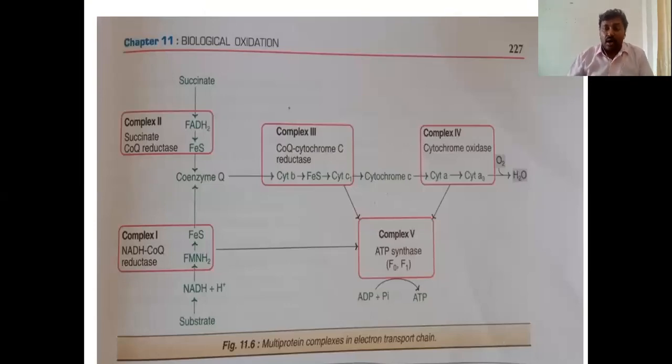This is how these complex enzymes and coenzymes transfer the electrons from NADH plus H plus to complex 5 and from FADH2 to complex 5. In complex 4, oxygen is finally reduced, and what you finally get is the water molecule, and ATP is released.